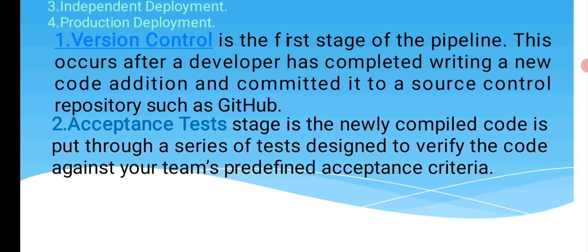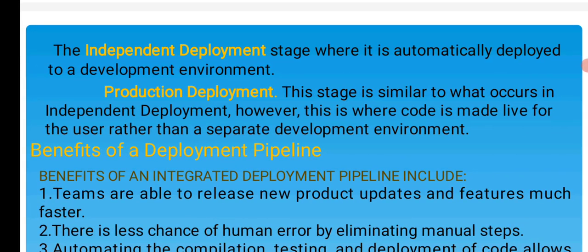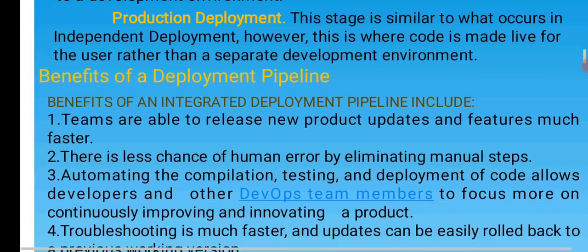The second one is acceptance test. In this stage, newly compiled code is put through a series of tests designed to verify the code against your predefined acceptance criteria. The independent deployment stage is where it is automatically deployed to a development environment. The production deployment stage is similar to independent deployment. However, this is where code is made live for the user rather than a separate development environment.